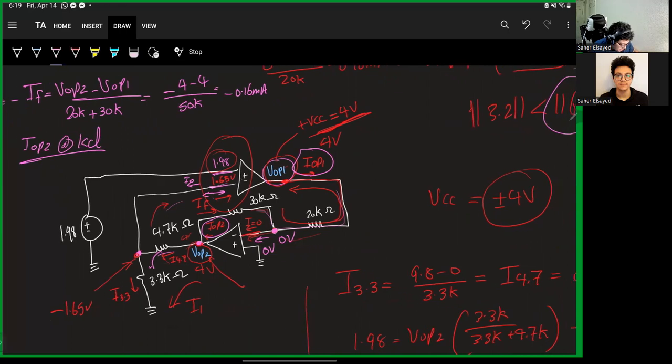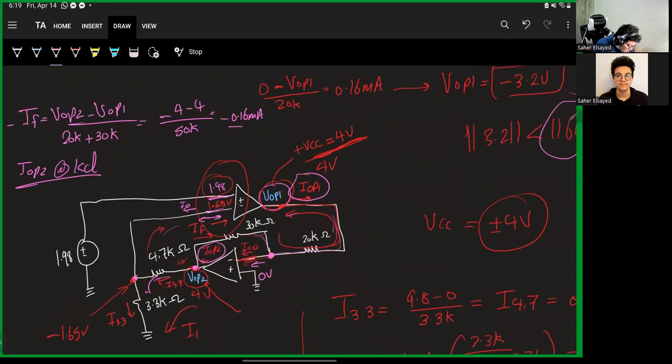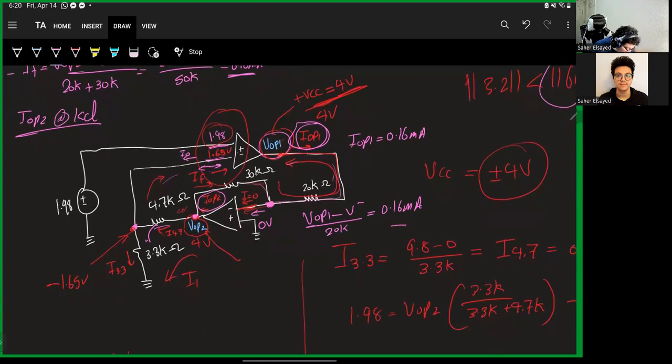Okay. So let's think about this now. What is the voltage here? It's 0 volt. What is the voltage here? We know the current, IF, which is negative 0.16 milliamps. The other way, IOB1 is 0.16 milliamps. And so what is the voltage at the negative side here? Well, we can do VOB1 minus V minus here divided by the 20k is equal to 0.16 milliamps, right? That's the current, and then the voltage here minus the voltage here divided by the 20k. You get V minus to be equal to, what is it?